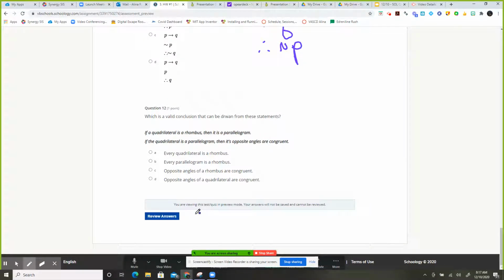Which is a valid conclusion that can be drawn from these statements? If a quadrilateral is a rhombus, then it's a parallelogram. If a quadrilateral is a parallelogram, then its opposite angles are congruent. Opposite angles of a rhombus are congruent. I 100% agree. We get rid of the parallelograms, and the rhombus and the congruent angles have to come down. Love it.